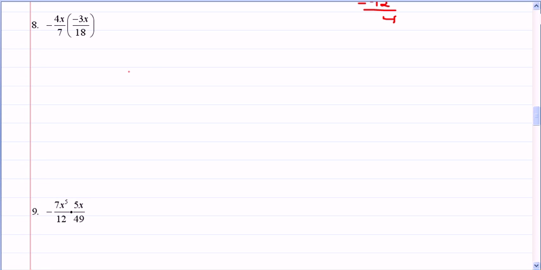So for number 8, now we're getting into fractions that have variables. So I'm going to do this the same way. I'm first going to rewrite this as negative 4x over 7 times negative 3x over 18. And the numbers that aren't prime are called composite, so I'm going to take my composite numbers of 4 and 18 and write their prime factorization.